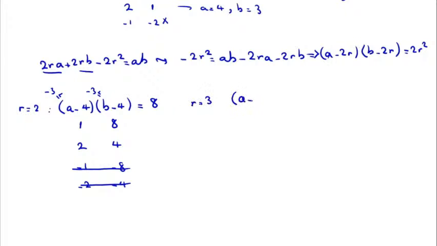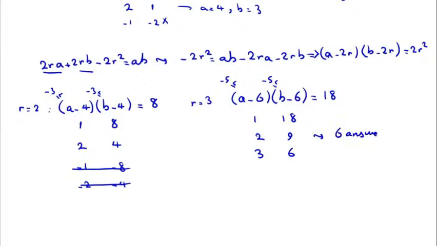If you check R equal to 3, A minus 6 times B minus 6 is 2 times 9, 18. Both of them should be at least negative 5. So I check 1, 18, 2, 9, 3, 6, and we multiply these answers by 2. If we want to consider negatives, these things are not useful, so we found 6 answers here. It's not useful, we want 14. Because look, 3 is prime.